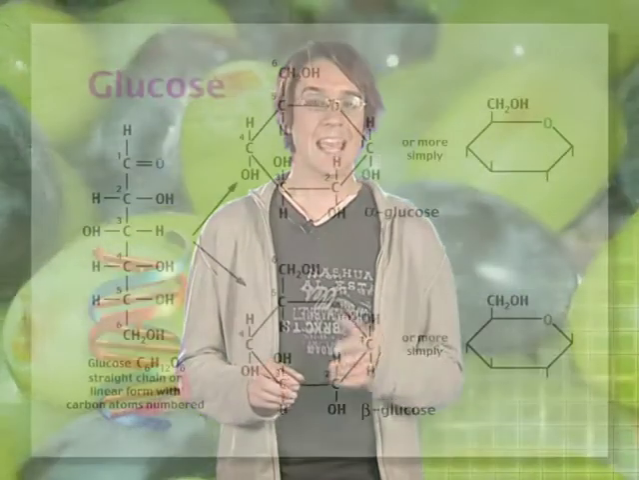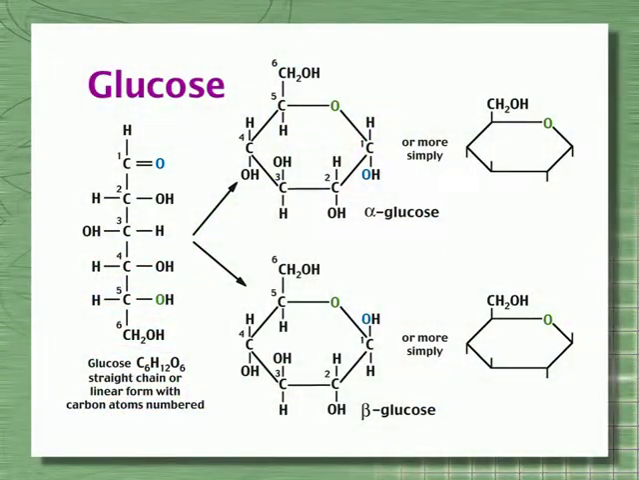Glucose is a monosaccharide, or single sugar unit, found in grapes. It can exist in linear form or in a ring form known as a pyran ring. There are two forms of glucose: alpha glucose, where the hydroxyl group on carbon 1 is below the plane of the ring, and beta glucose, where the hydroxyl group on carbon 1 is above the plane of the ring. Starch and glycogen are polymers of alpha glucose, and cellulose is a polymer of beta glucose.